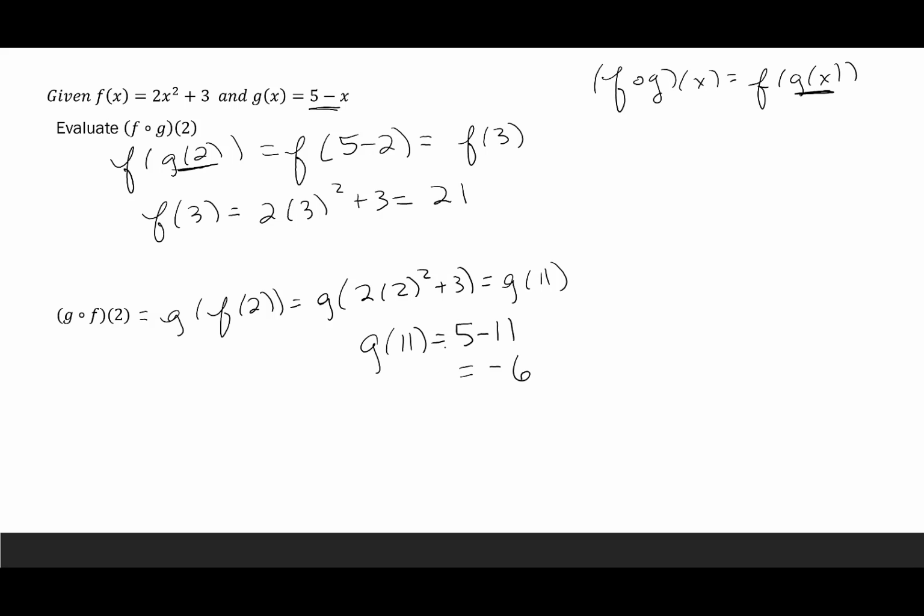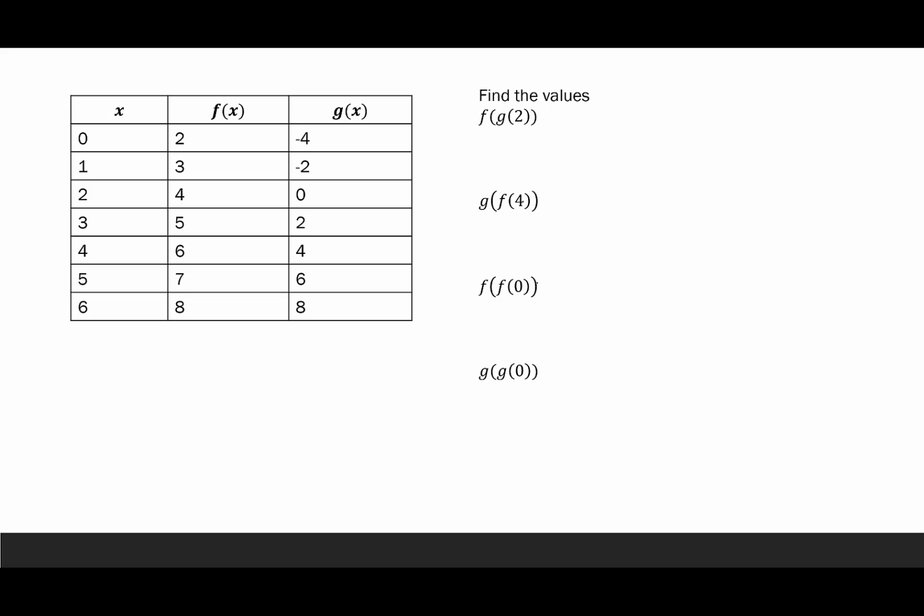So 5 minus 11 is negative 6. Look at the difference in the answers. I did f composite g of 2, I got 21. I did g composite f of 2, I got negative 6. This just shows that it matters what order you do something. All right, we're going to do more composition.